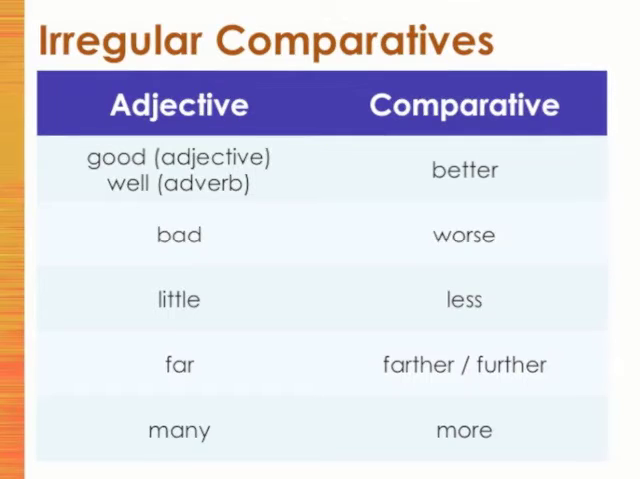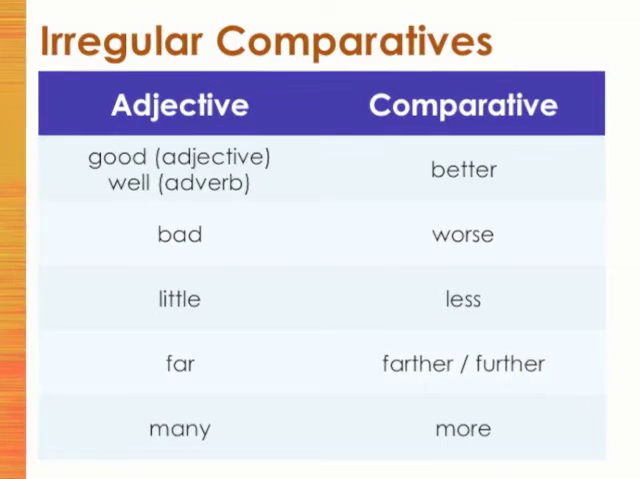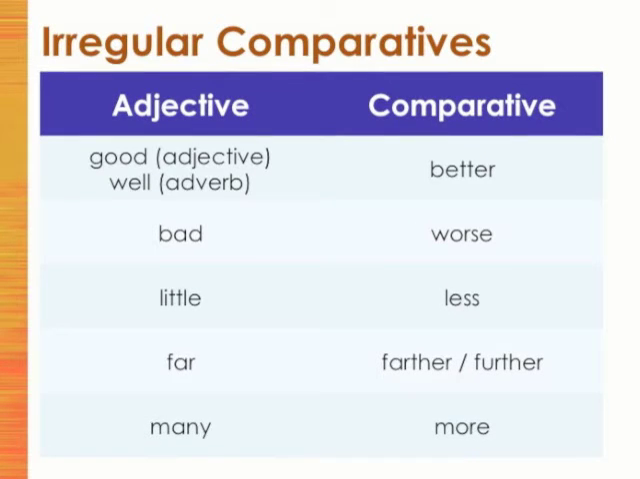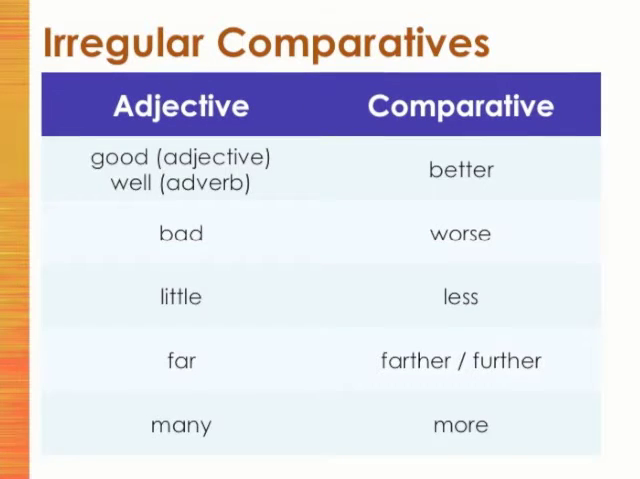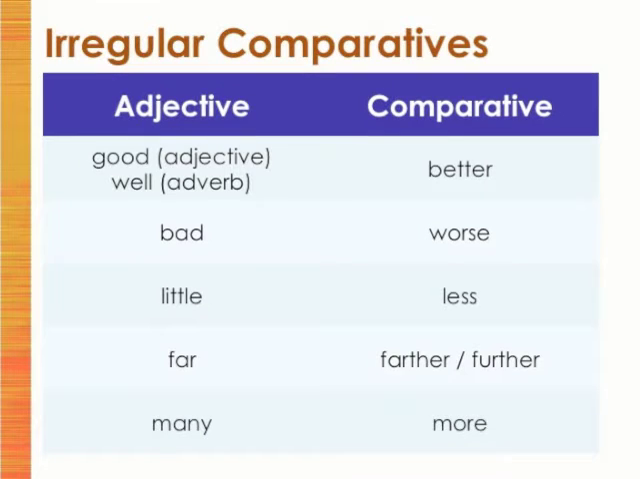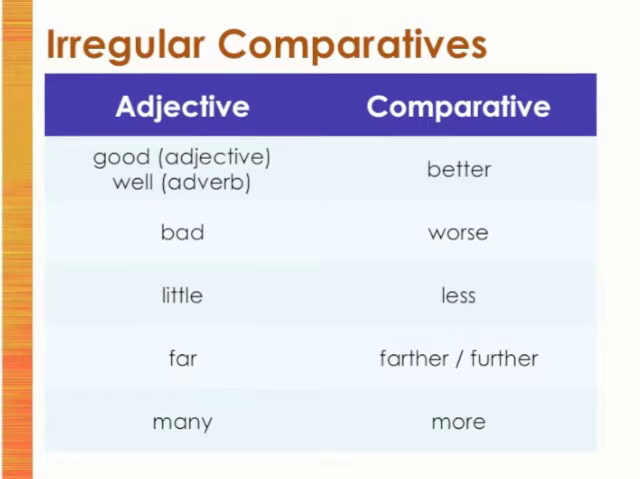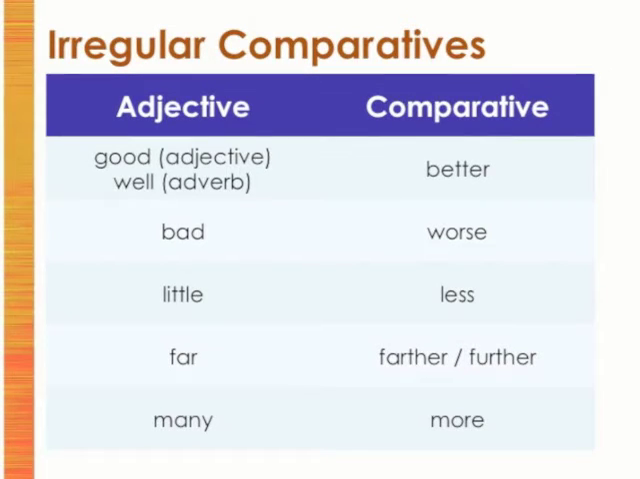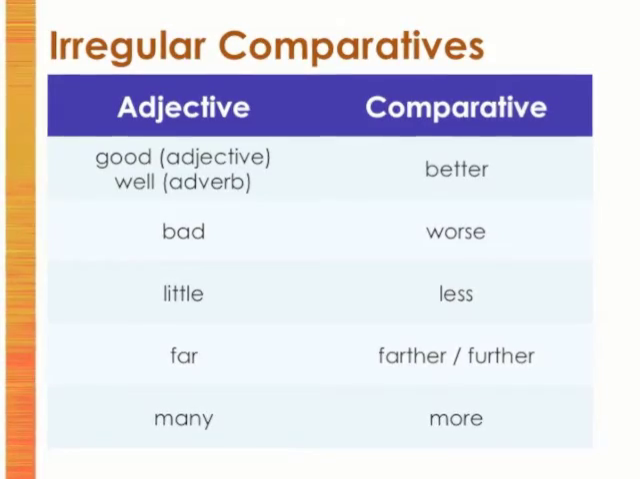Okay, so let's look at this chart. The regular adjective is on the left. We have one adverb, but typically these are adjectives. The comparative form is on the right. So good and well both become better if you're comparing two things. Bad becomes worse, little becomes less, far becomes farther or further, and many becomes more.